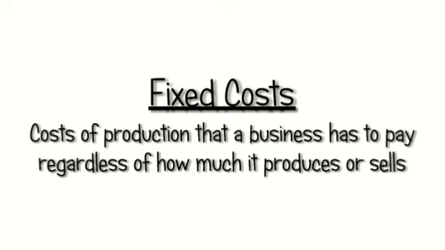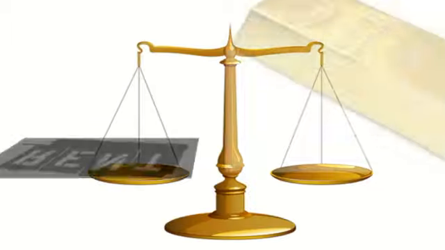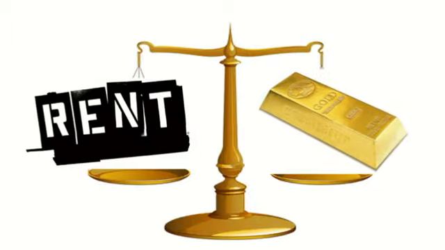Fixed costs are the cost of production that a business has to pay, regardless of how much it produces or sells. For example, rent for shops and offices will have to be paid at the same amount, no matter how much a firm sells or produces. This graph shows the relationship between costs and the output for the fixed cost of a business. As shown on the graph, no matter how much the output increases, the cost stays the same.